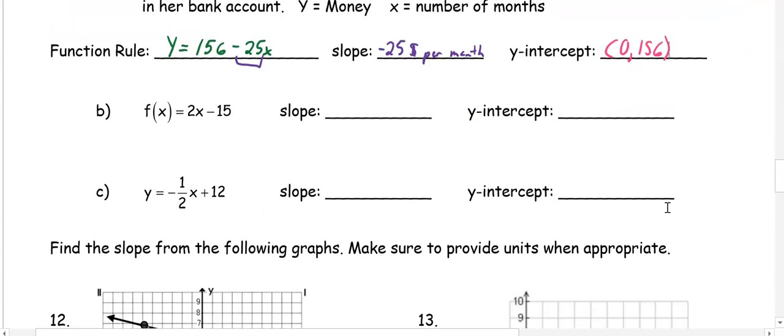In B and C, we have function rules. So our slope is going to be the number in front of the variable. So our slope for the first equation is 2, and the second equation is negative 1/2. The y-intercept is the number by itself. So in B, our y-intercept will be (0, -15), and in C, our y-intercept would be (0, 12).